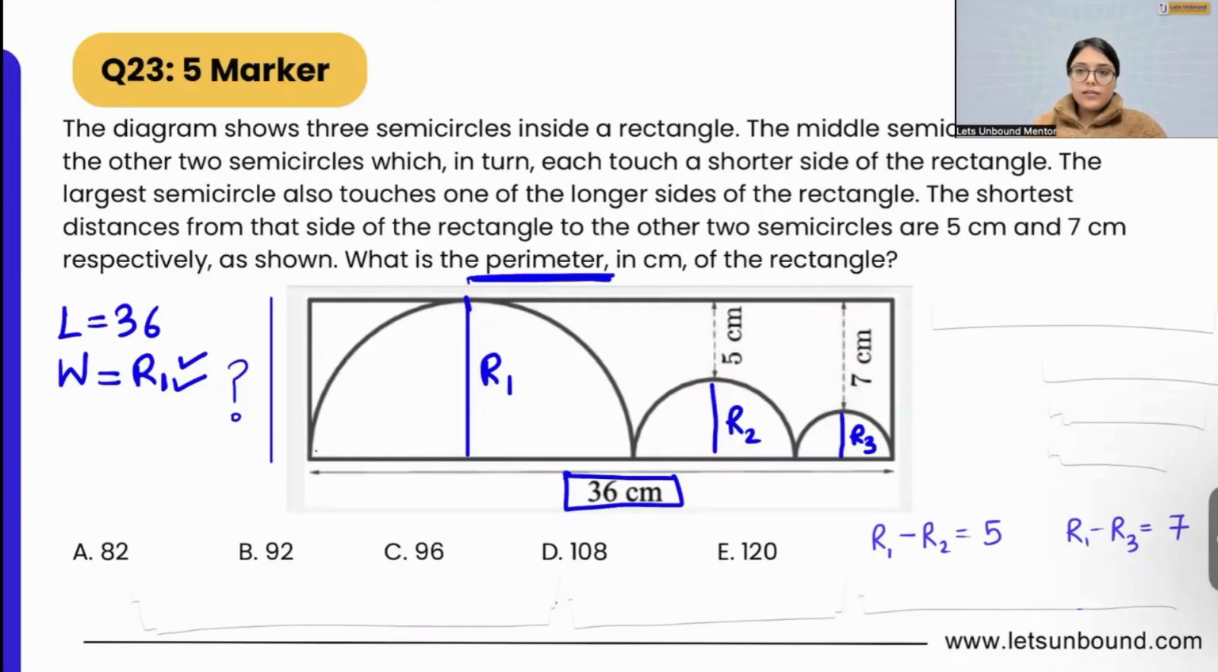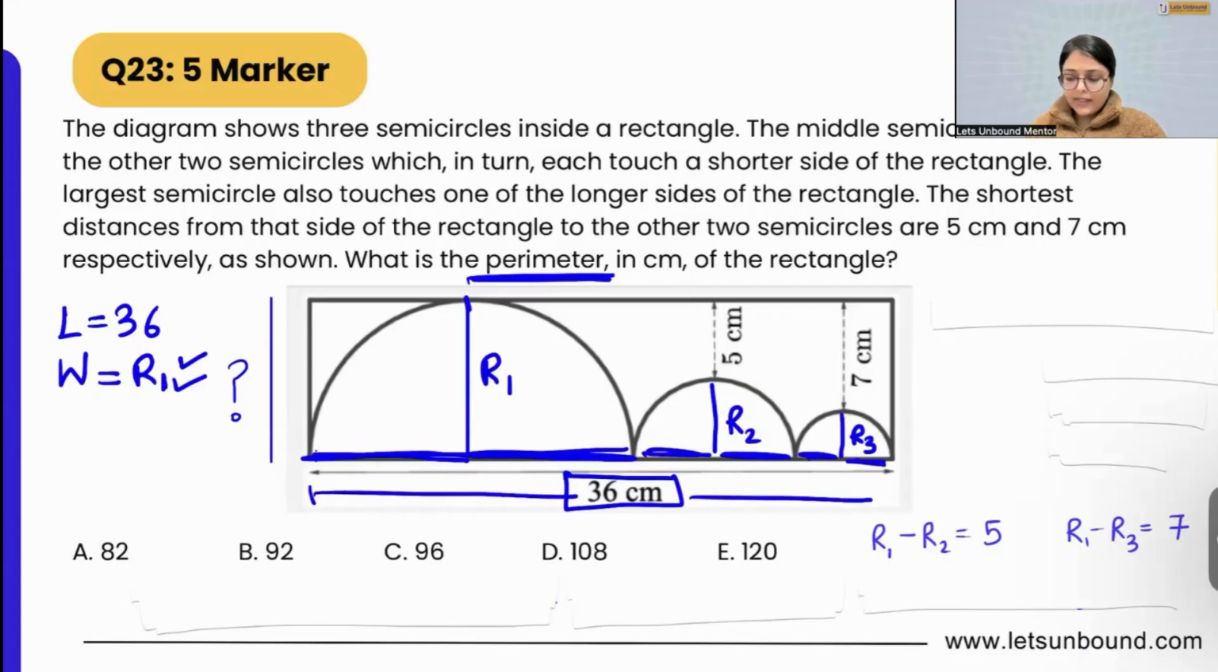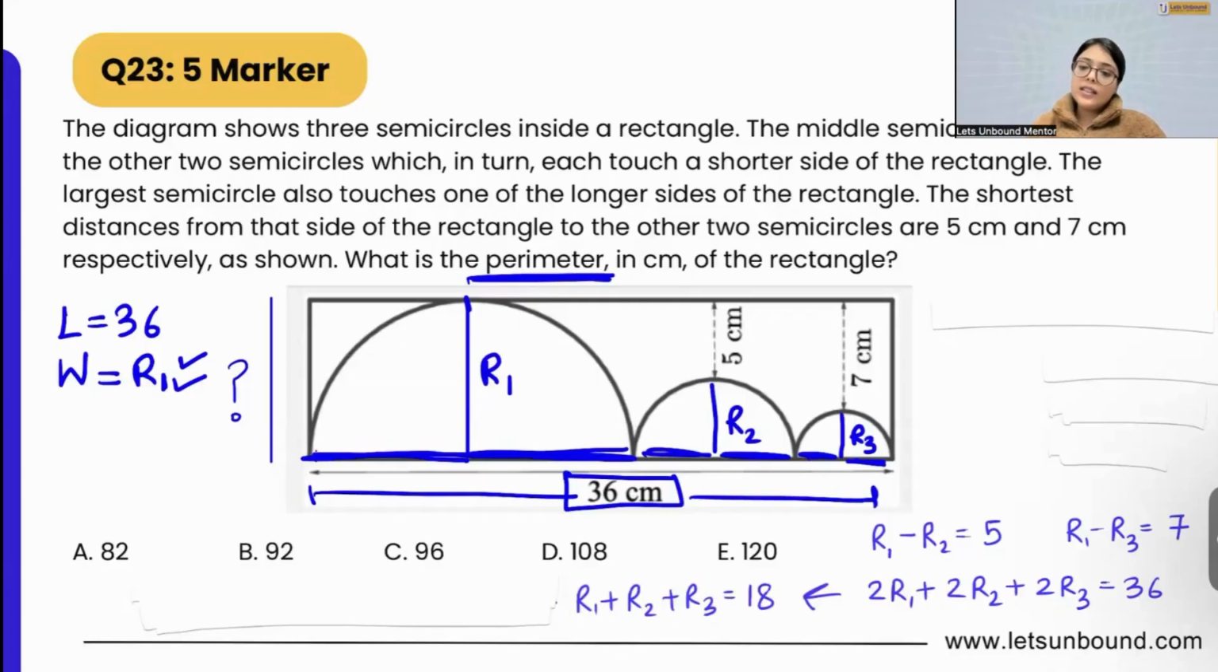Okay, what other information? Just now I told you that if this is R1, it's a semicircle. So obviously 2 times R1, right? And then 2 times R2, and then 2 times R3. Is it not equal to 36? Yes, total is 36. So we get another information that 2 times R1, R2 and R3 total gives you 36. I can take 2 common and divide 36 by 2. So that will give me 18. So that means R1 plus R2 plus R3 is 18.